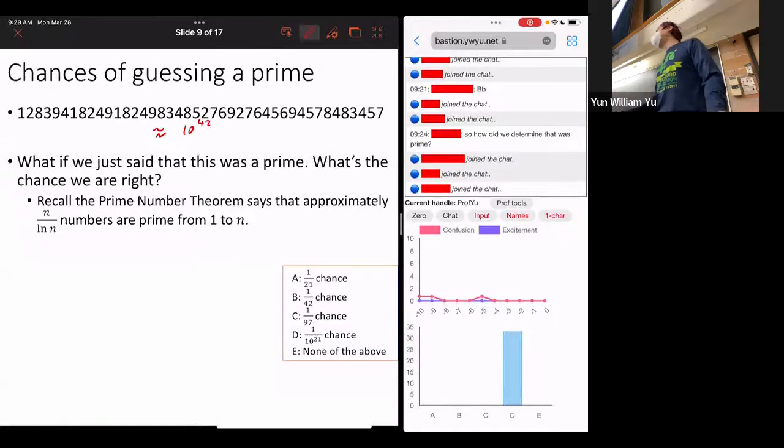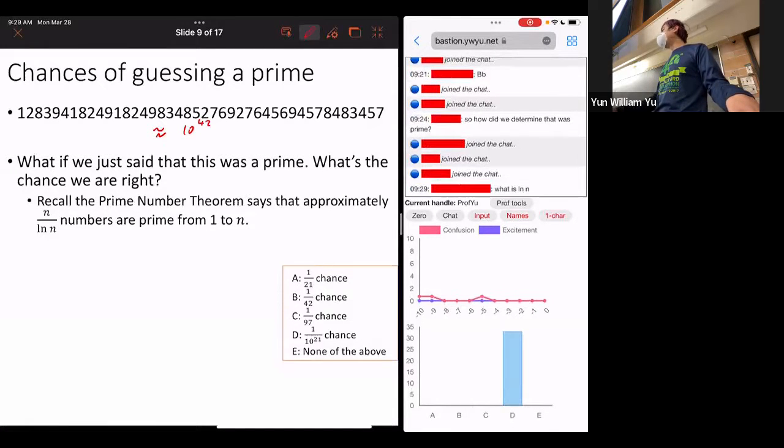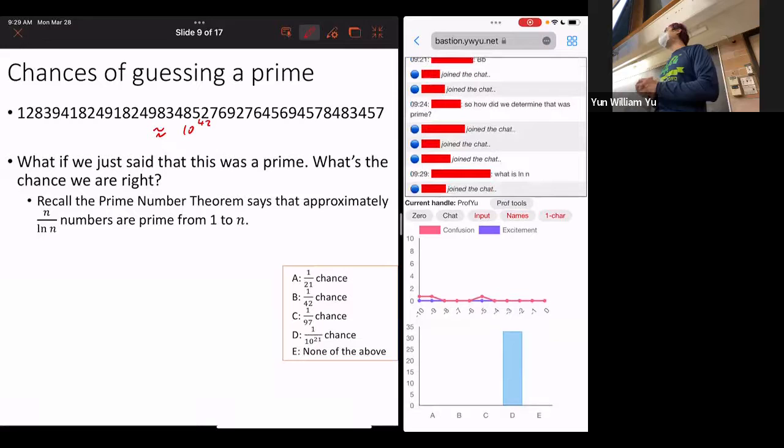So some people are guessing that the chance is actually really, really small. If you're guessing D, that's the natural log of n. You should have a button on your calculator that says ln. That's the natural log. But if you're guessing that it's a 1 in 10 to the 21 chance, you're basically saying that there's almost 0 chance that it's prime.